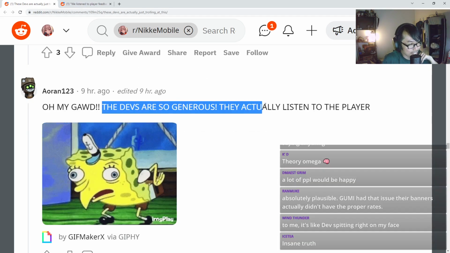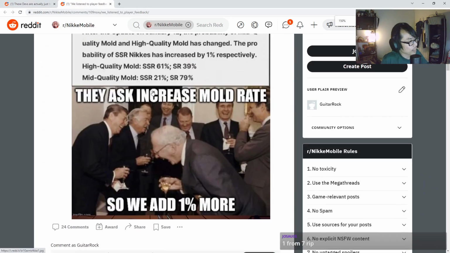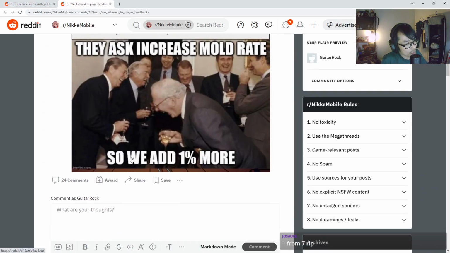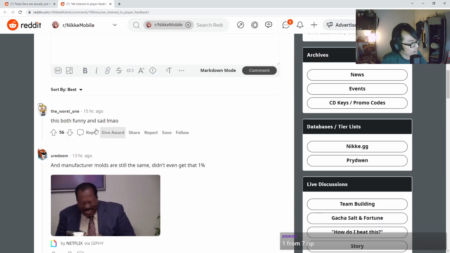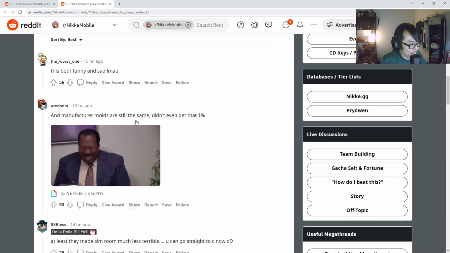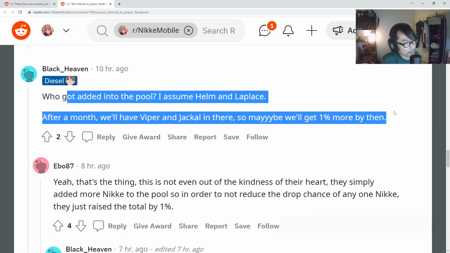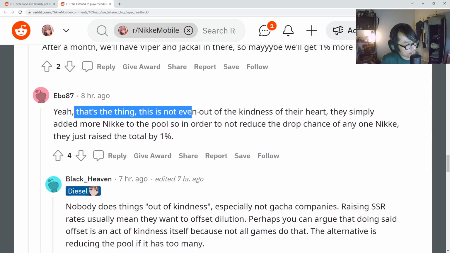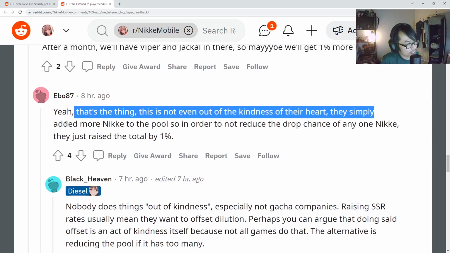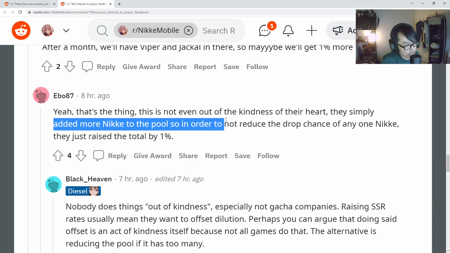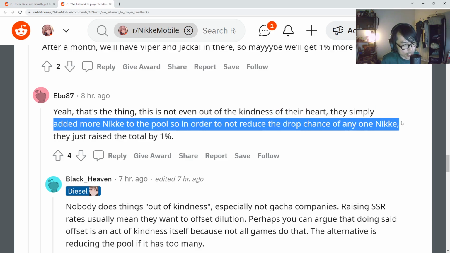The devs are so generous, they actually listen to their players. They ask to increase mall rate, so we add 1% more. This is both funny and sad, lmao. Okay, because some Nikke got added to the pool, is it? That's the thing, this is not even out of the kindness of their heart. They simply added more Nikke to the pool in order to not reduce the drop chance of any one Nikke.